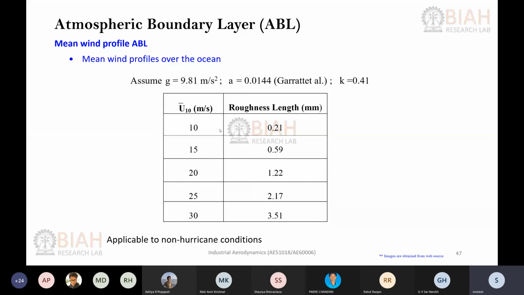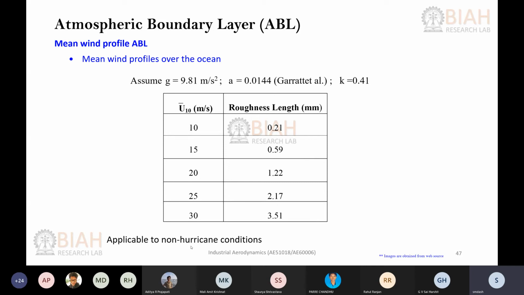So these are some of the roughness lengths Z0 for different reference velocities. If your U10 is changing over a different location, this will be your reference length. The Z0 depends on U10, and the G, A, and K values are mentioned here. Using this Z0 information, you can appropriately find out the velocity values.